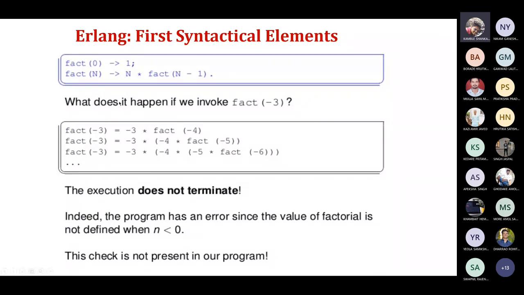So this is the code that we had written in Erlang. Now the question is, what happens if we invoke the function with -3? So what is the value of n? n is -3. Just go through the slide and try to understand what will happen when we do fact of -3. It will loop forever. It will call the recursion infinite times.